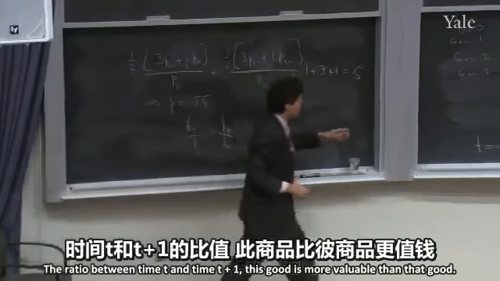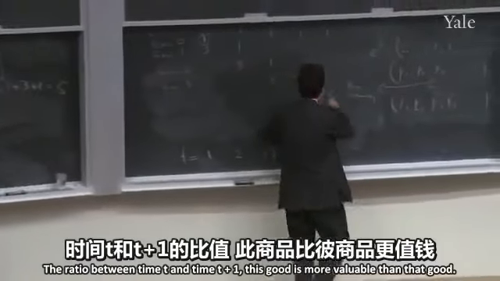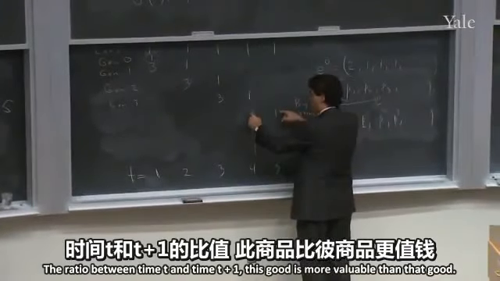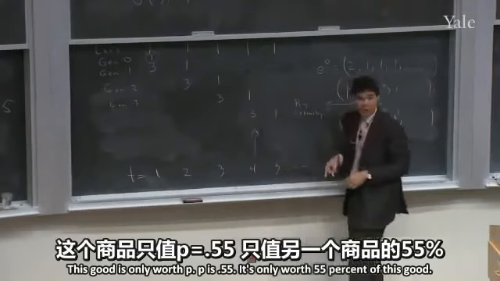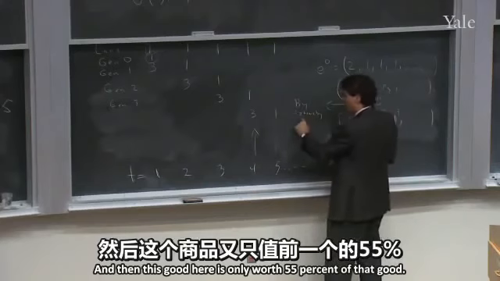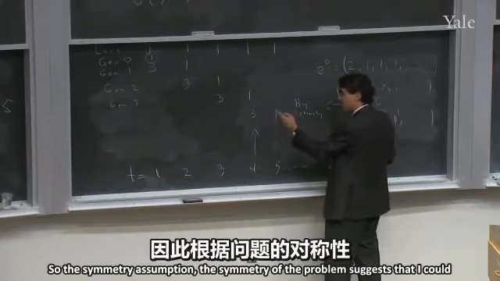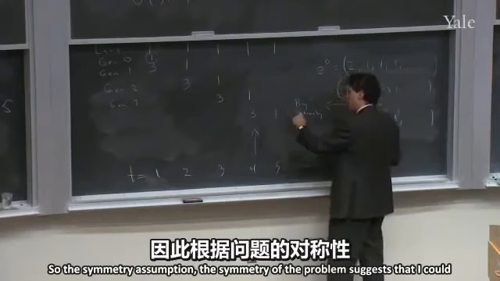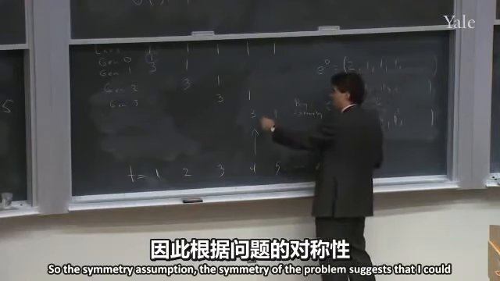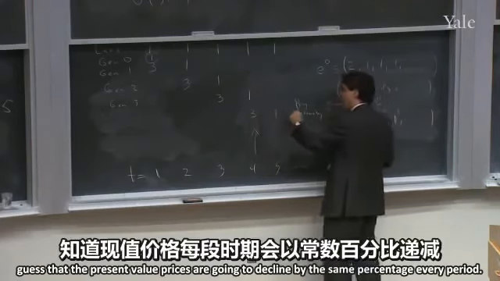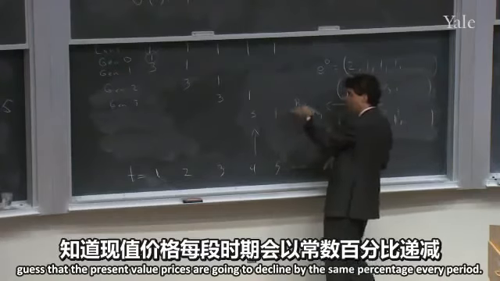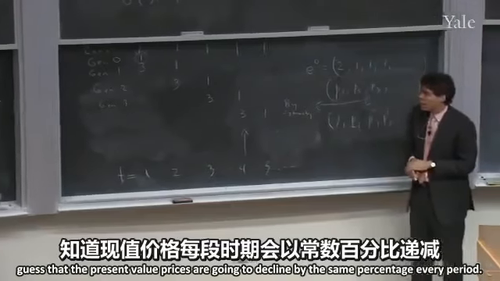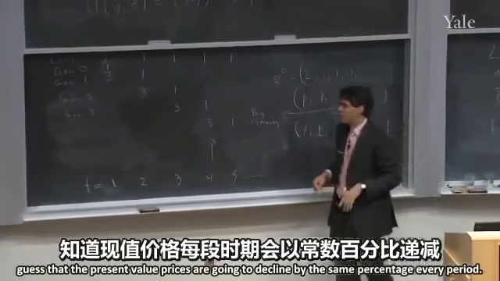Okay, the ratio between time t and time t plus 1, this good is more valuable than that good. This good is only worth P, which is 0.55. It's only worth 55% of this good. And then this good here is only worth 55% of that good. So the symmetry of the problem suggests that I could guess that the present value prices are going to decline by the same percentage every period.